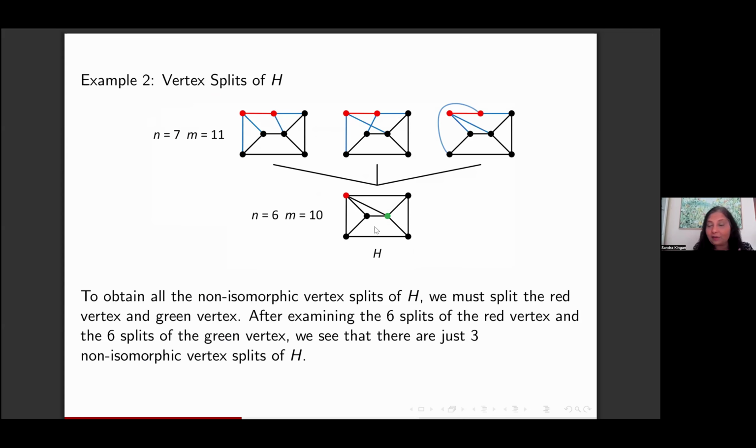Now let's look at the prism. The prism doesn't have a vertex split since it's a cubic graph, but the prism with an edge definitely has a vertex split, right? And you can split the red vertex, you can split the green vertex, and after examining all possibilities, you get 3 non-isomorphic vertex splits. Right? So you don't necessarily just get one vertex split, like you get one edge addition. When you split a vertex, here there are 3 non-isomorphic vertex splits.